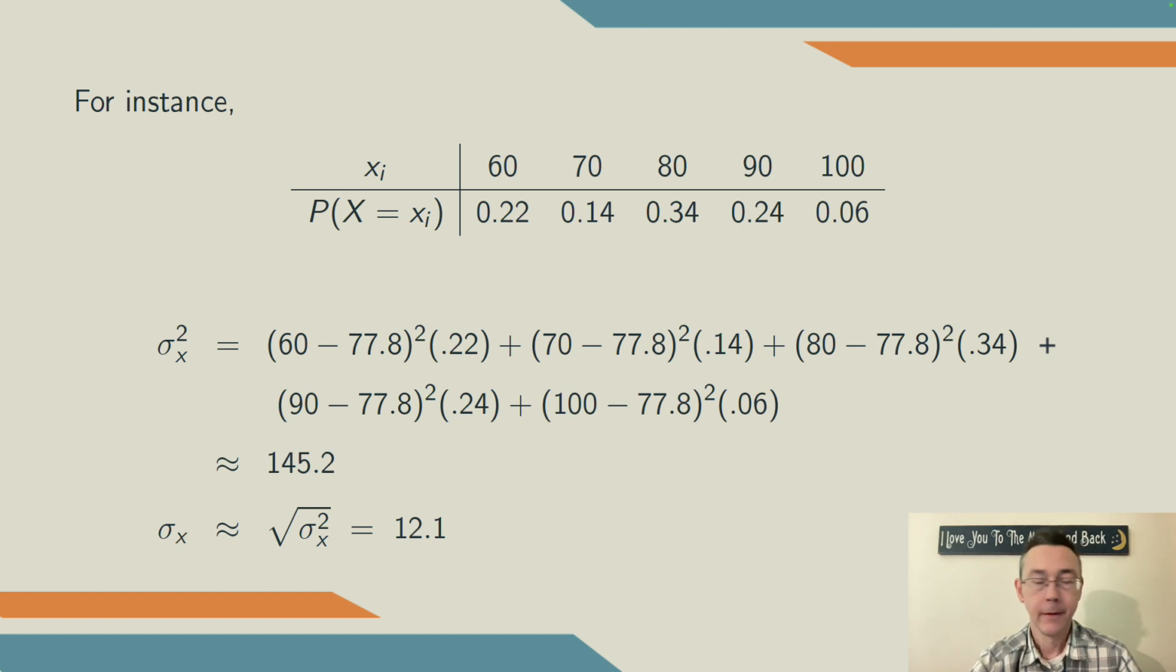That's the variance. Now, variance does measure spread. 145.2 measures the spread of the random variable x that we're looking at here, but it can feel pretty abstract. I don't quite know how to interpret 145.2 without more mathematical knowledge here. After we take the square root to get 12.1, we get a value that is more interpretable. Roughly speaking, if we do a random draw from this probability distribution, the value we get will differ from the mean of 77.8 by 12.1.